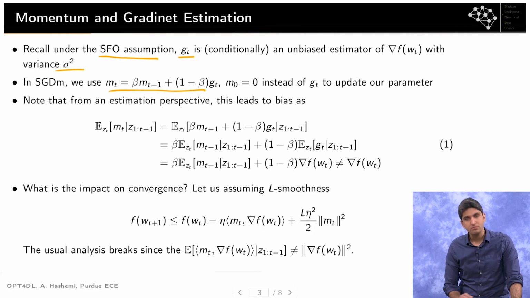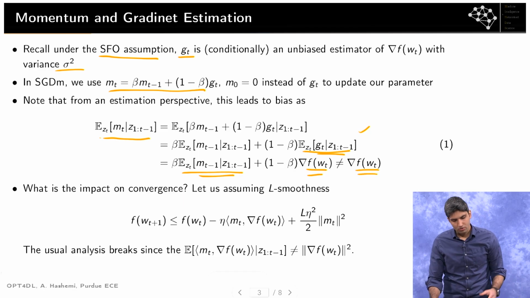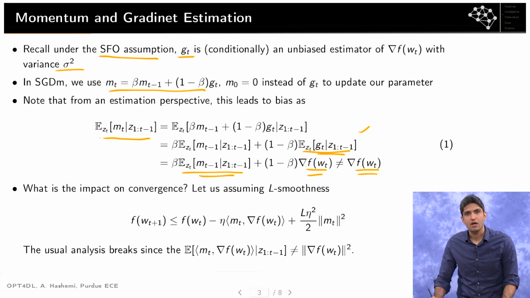So this was our momentum, or the way to update the momentum rather. And we talked about that this is actually, from an estimation perspective, a biased estimator of the true gradient. Okay, so you calculate this conditional expectation, use the linearity of expectation, the fact that this is an unbiased estimator, so this can be replaced by the true gradient. However, this is not necessarily the true gradient. Okay, so therefore we have some bias. So what's the impact on convergence, you may ask?